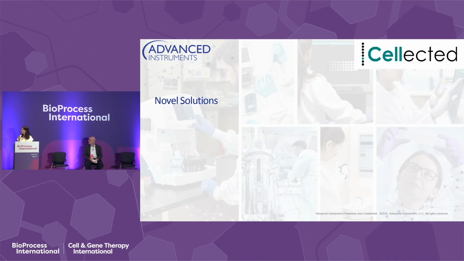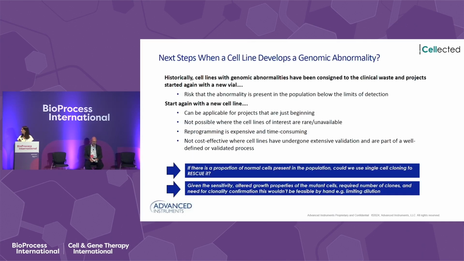So I'm now going to discuss some novel solutions, and this data has been generated by a company called Selected. So as I mentioned earlier, we know that 20 to 30% of iPSC cell lines are likely to have an unwanted change. And historically, scientists only have a couple of options when this takes place. So routinely, most people will consign these cells to the clinical waste. And this therefore means that they need to start their project again.